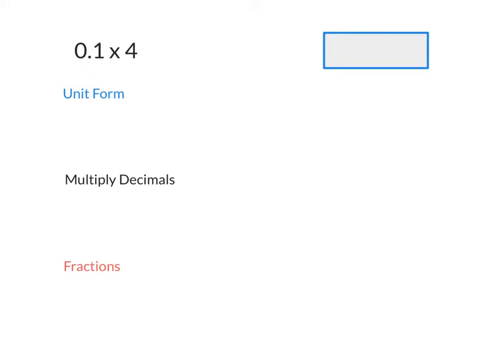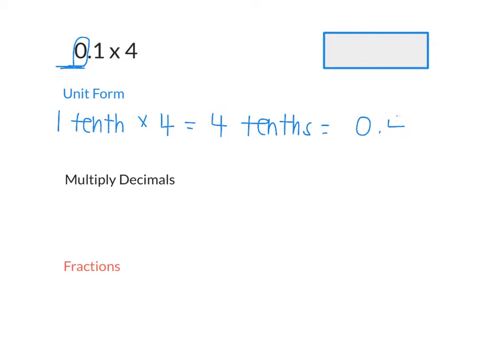If I want to use unit form, I have 0.1. How do I say 0.1 using unit form? 1/10, because the 1 is in the tenths place. So this is 1/10. 4 copies of 1/10, right? So if I have 4 copies of 1/10, what do I have? 4/10. And how do I write 4/10 using standard form? 0.4. Because I want the 4 to be in the tenths place.